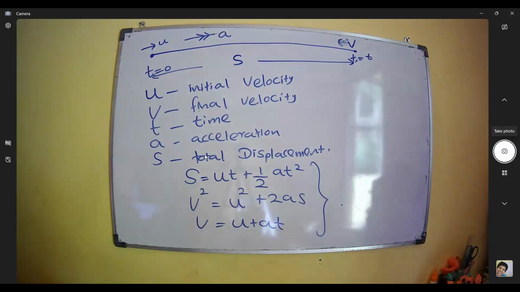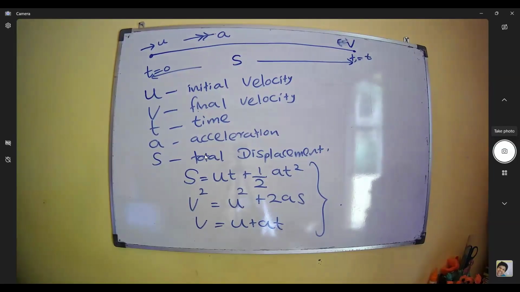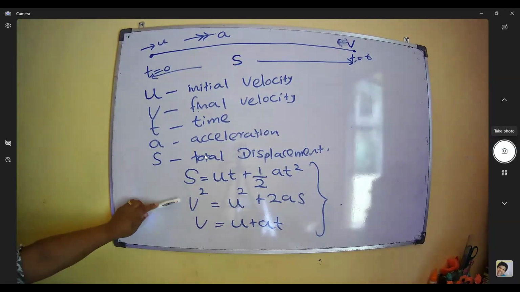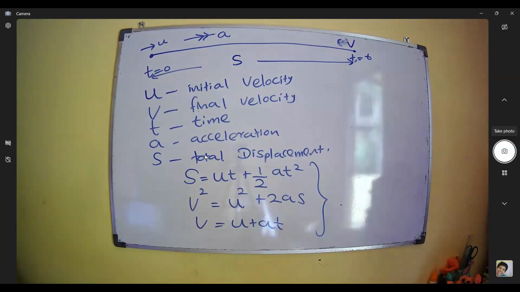u is the initial velocity, v is the final velocity, t is the time, a is the acceleration, and s is the total displacement. These are the kinematic equations with constant acceleration: s equal ut plus half at squared, v squared equal u squared plus 2as, and v equal u plus at. Right? Then we can apply these equations according to our questions.